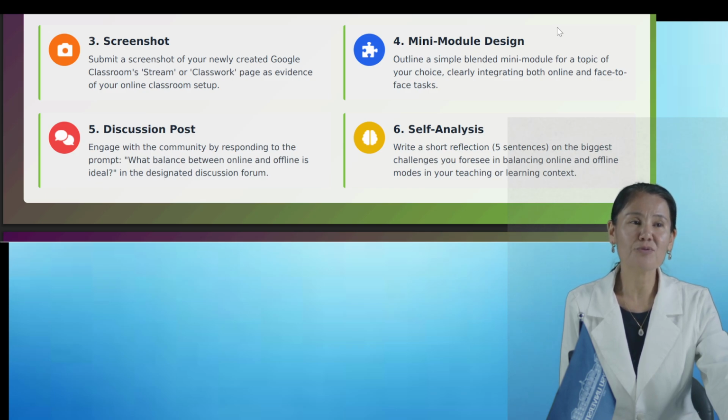Scaffolding strategies for skills. We know the four skills are speaking, listening, writing, and reading. How can we use CLIL for these four skills? I listed them here.